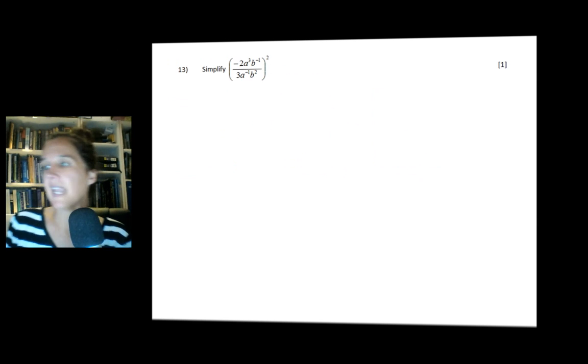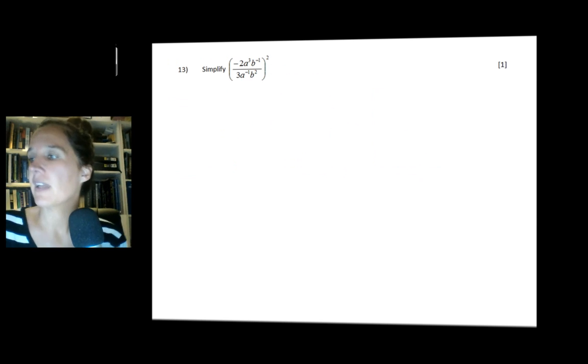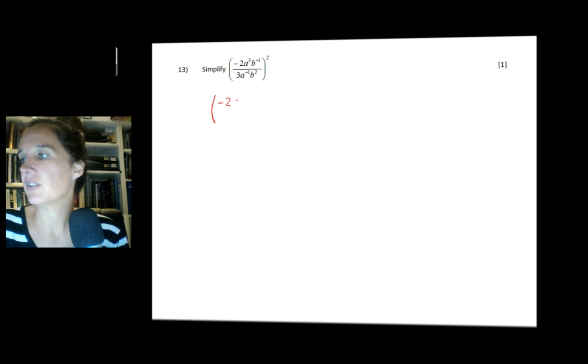Okay, so now looking at question 13, we've got all of this we want to simplify here. And we might start by working inside the brackets. So we've got minus 2, a to the power of 3, b to the power of minus 1. So what I'll do, I'll start here. I've got b to the power of minus 1, so I'm going to move that down here, b to the power of 1. And I've got this a to the power of minus 1, so that moves up here, a to the power of 1. And my b squared remains here at the bottom in our denominator.